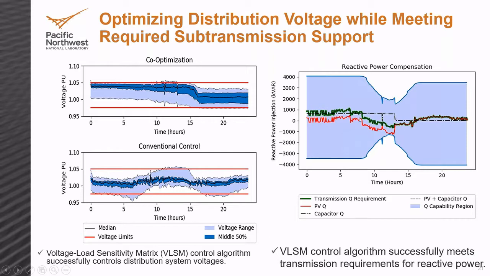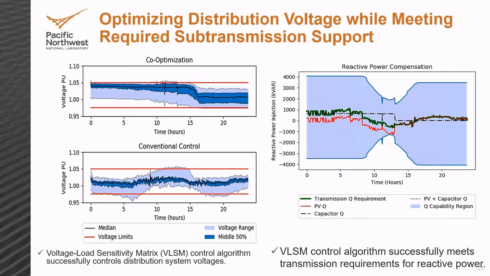And the graph on the right side is showing the reactive support from the distributed PV. These are the boundary, the one here in purple. Here's how much positive or negative the PV can provide. And the green is the signal from transmission. The dotted line is the capacitor bank on the distribution side. And the red is the response, or reactive power, aggregated from all the distributed PV.